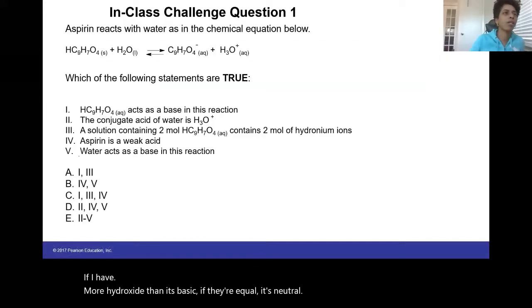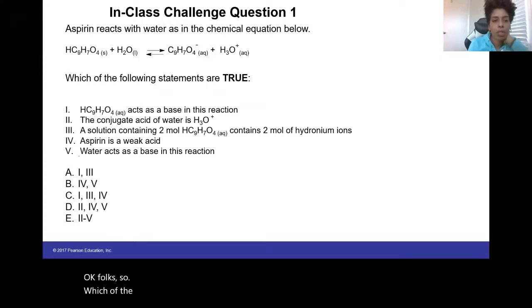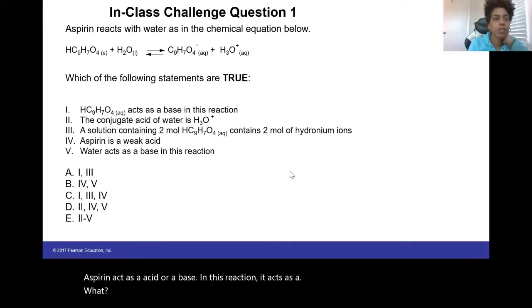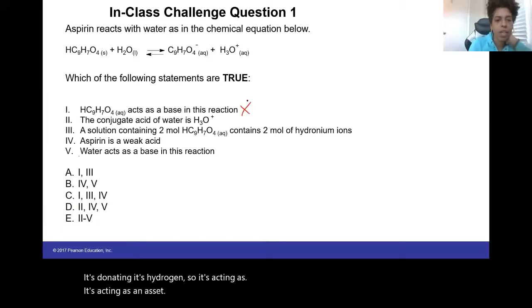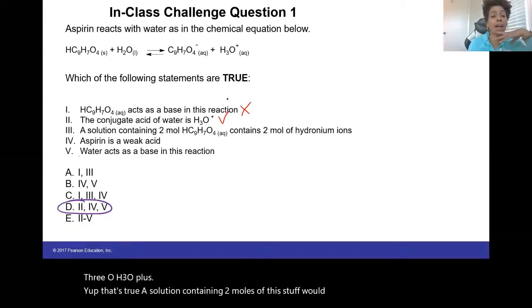All right, challenge question. Here we go. Last go round. Which of the statements are true? Does aspirin act as an acid or a base in this reaction? It's donating its hydrogen, so it's acting as an acid. The conjugate acid of water is H3O plus. Yep, that's true. A solution containing 2 moles of this stuff will contain 2 moles of hydronium ion. Is that true?